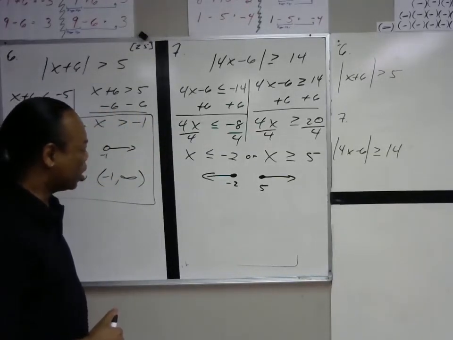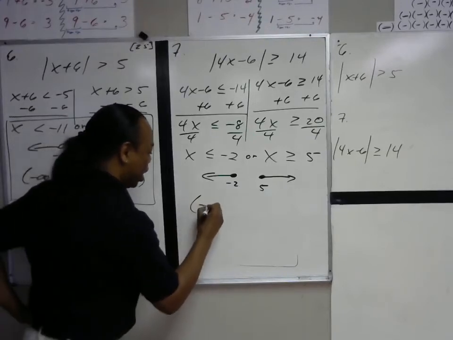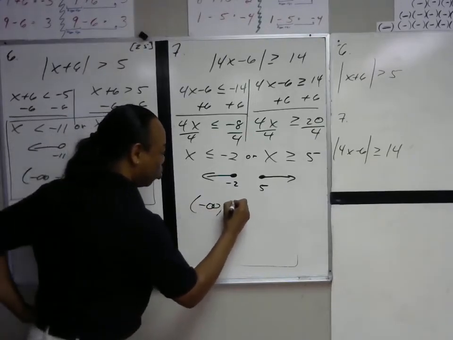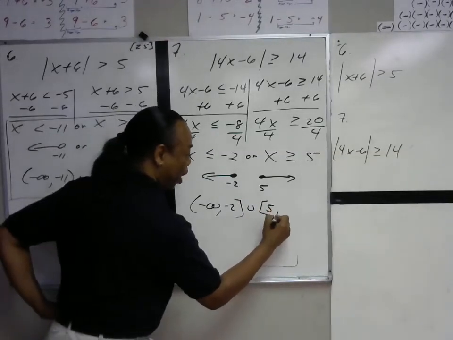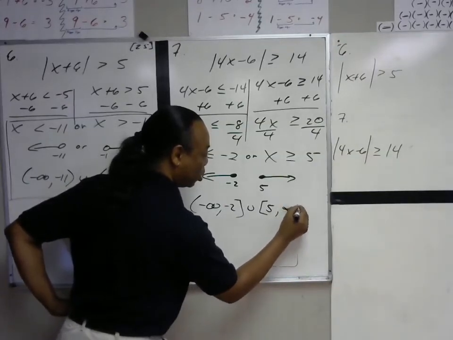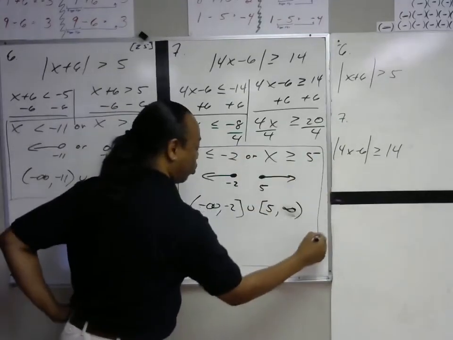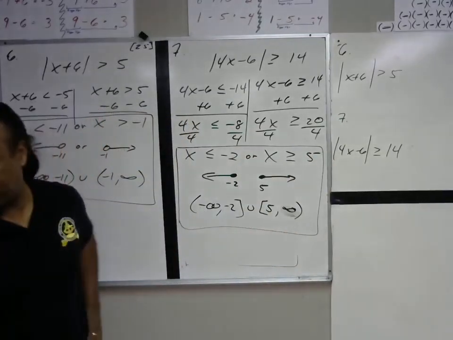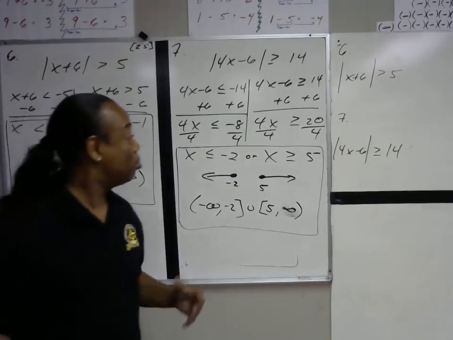And the interval notation for this would be negative infinity to -2 with a bracket, union with bracket 5 to positive infinity, which takes us to the right, parentheses. So make sure you write all three of these solutions. And those are they.